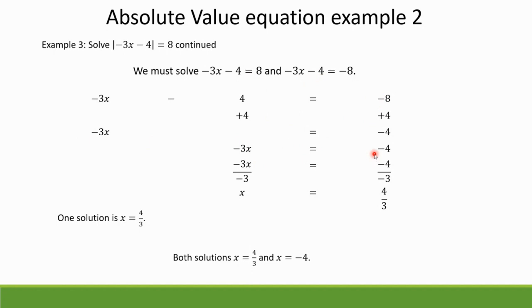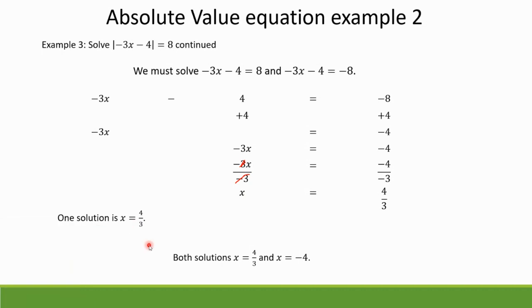Okay. And what do we do next? Again, we want x to be all alone, so we divide both sides by minus 3. On the left, just like before, these cancel. We get x equals 4/3. So 4/3 is another solution.